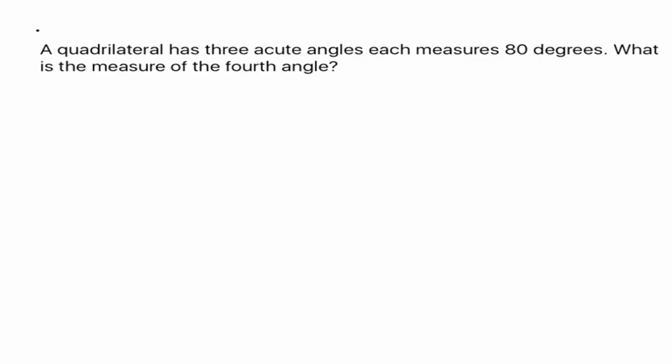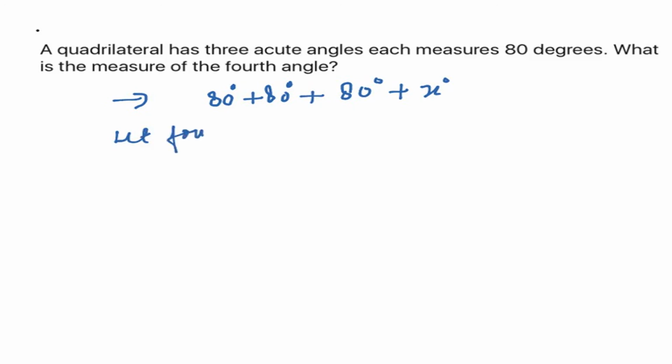Next question, we have a quadrilateral and three acute angles are given, each measuring 80 degrees, and we have to find out the value of the fourth angle. So the three acute angles have been given and each measure is 80 degrees. So we can add 80 three times, and we have to find out the value of the fourth one, let it be x. So we can write 80 plus 80 plus 80 plus x degrees.